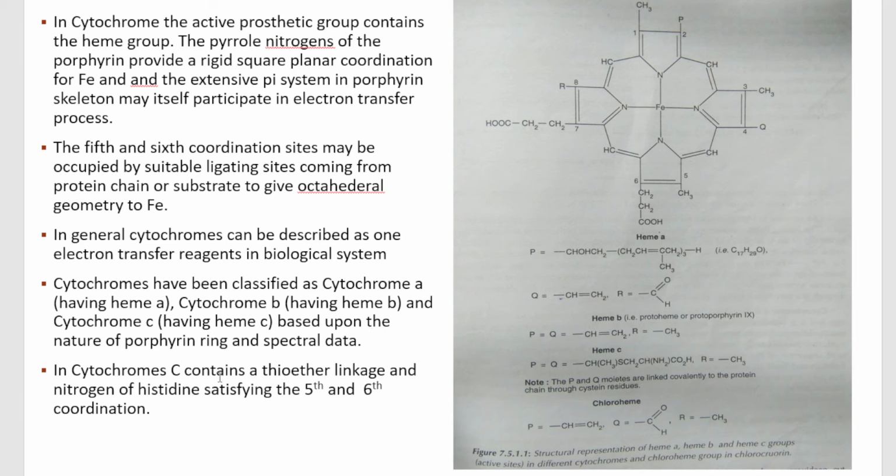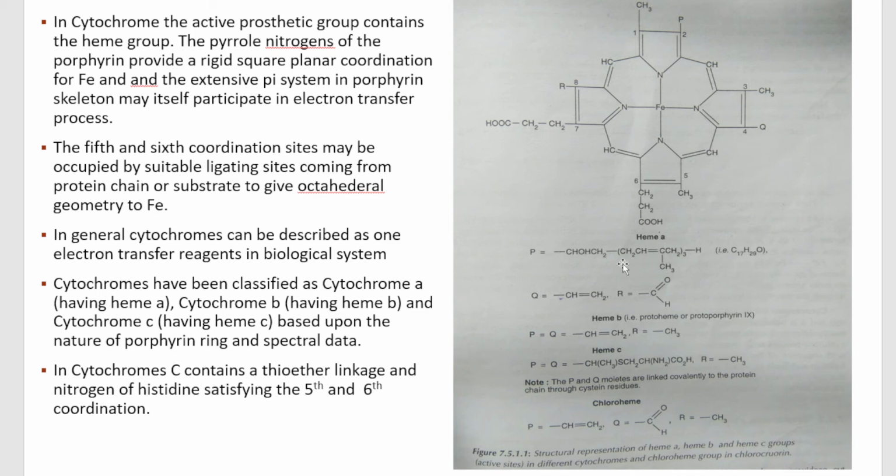So it depends upon the nature of the porphyrin ring and how we get its spectral data. When you're doing NMR spectroscopy, its spectral data will tell which type of cytochrome it is. You can see here, this is a general representation of the backbone of cytochrome. If it is heme, you can see three groups here, P, Q and R. What will be there in this group depends upon what type of cytochrome it is.